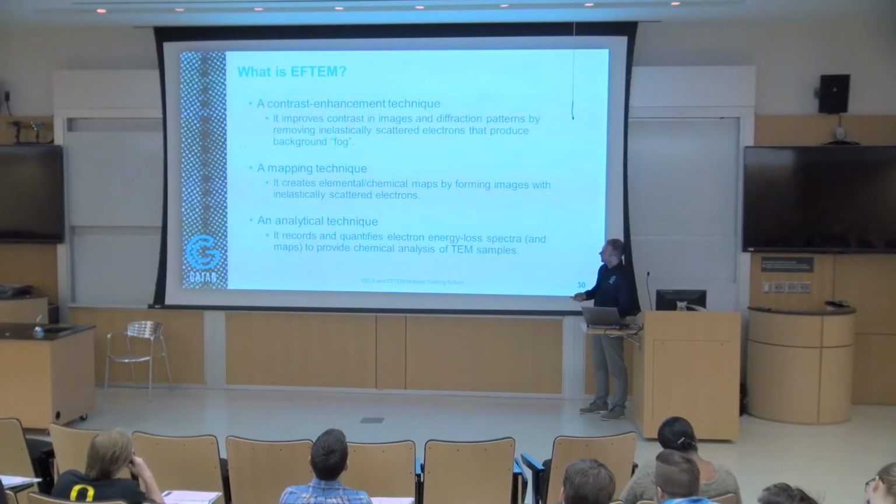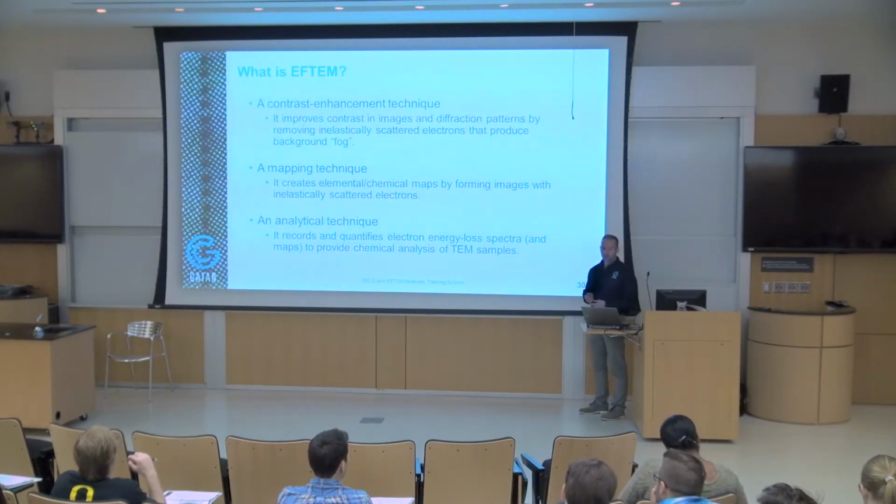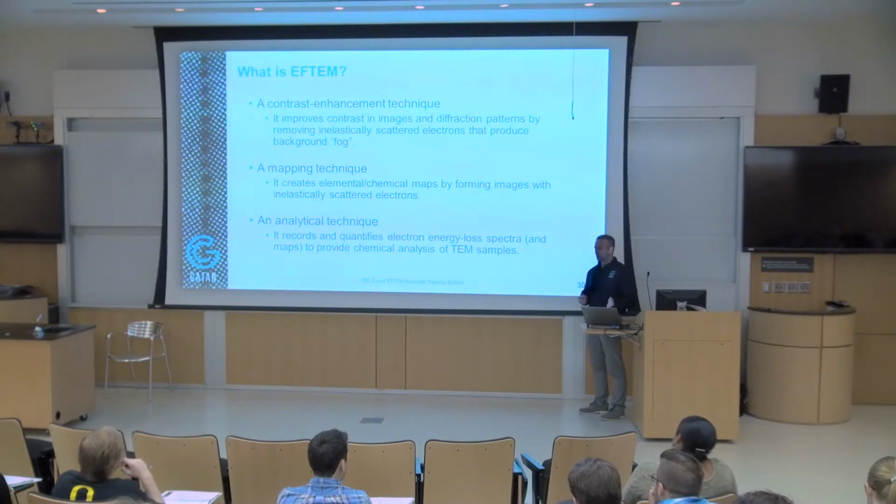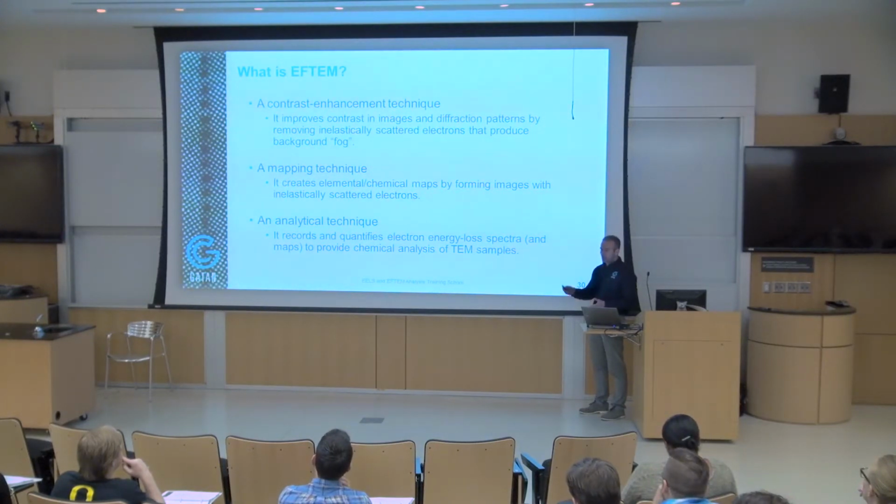So FTEM in general is a contrast enhancement technique. We use it to improve the contrast in images and diffraction patterns, and we are selling a lot of cameras at the end of the filter just to remove the inelastically scattered electrons. Remember, at the very beginning of this talk, I showed you the EELS spectrum. The elastically scattered electrons are the zero loss peak, and everything else in your EELS spectrum is inelastically scattered electrons.